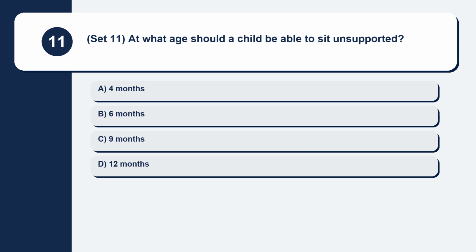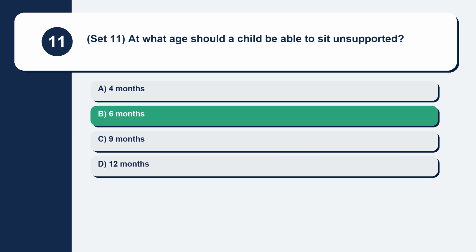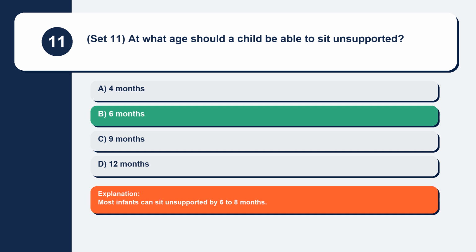Question 11, Set 11. At what age should a child be able to sit unsupported? 4 months, 6 months, 9 months, 12 months. Most infants can sit unsupported by 6 to 8 months.